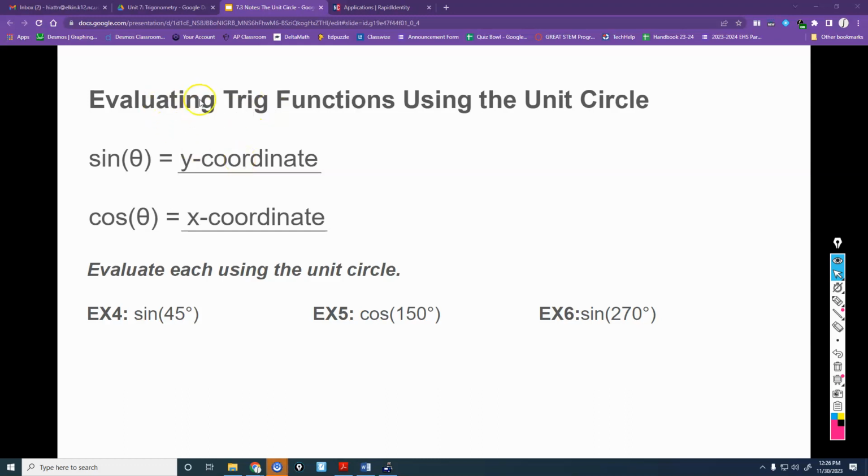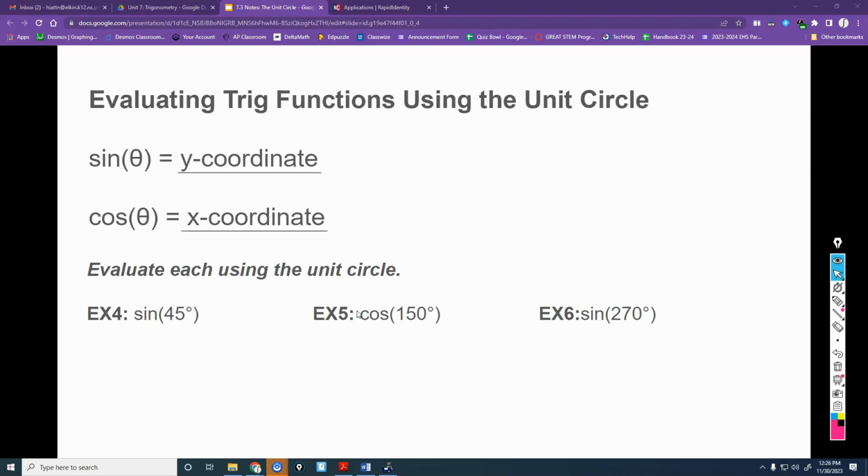So on where it says evaluating trig functions using the unit circle, Shay earned herself a bathroom pass during second period because it was incorrect. I think I gave it to you before you went, maybe. There's a possibility of it. It says 7.2. Yeah, got it. Okay.